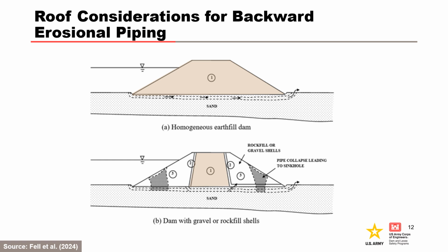In most cases, the core of the embankment is capable of providing a roof to a developing pipe in the foundation, because it is typically constructed of impervious soils or semi-impervious soils with sufficient fines. In the upper figure, a homogeneous embankment provides a roof to a developing pipe in the foundation. However, if there are upstream or downstream zones of non-plastic granular material in the embankment that are not capable of supporting a roof, for example rockfill or gravel shells, then a pipe through the foundation may not be able to fully develop, as shown in the lower figure.